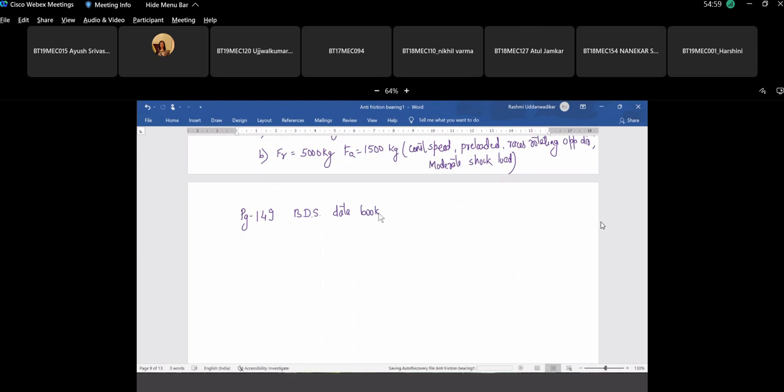Check for deep groove ball bearing. Four columns are given. First one is for 01, 02, 03, and 04. And the rows are given for different bore diameters. So if the bore diameter is 18, and the bearing that we have selected is 04 series, what is the value of dynamic load carrying capacity? The values are given here in newtons. For bore diameter 18, it is 146,000 newton.